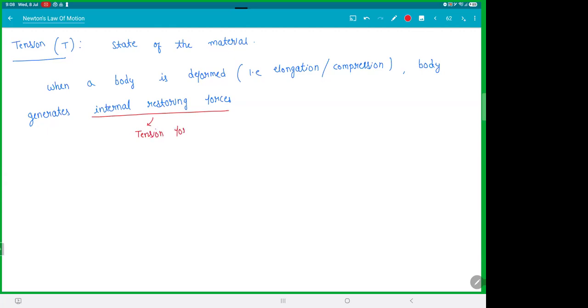So be careful. Tension is not the external force. Tension is the force generated in the body when it is getting deformed. The molecules get distorted and they start fighting back to come back to the natural state. So these tension forces try to restore the body to the natural state. We have a full chapter on this later on called elasticity. There we will see in a little more detail, but that is the tension which tries to restore the body to its natural length.